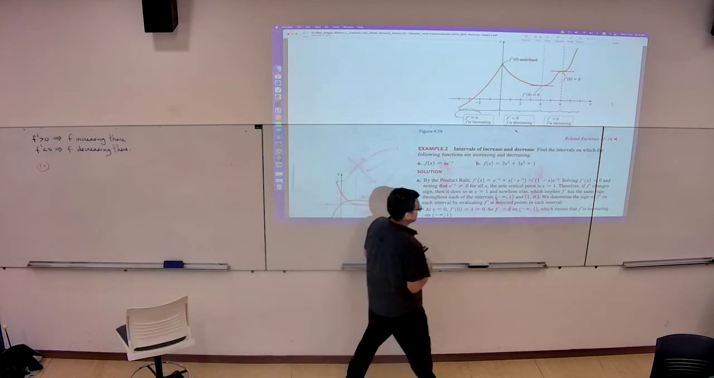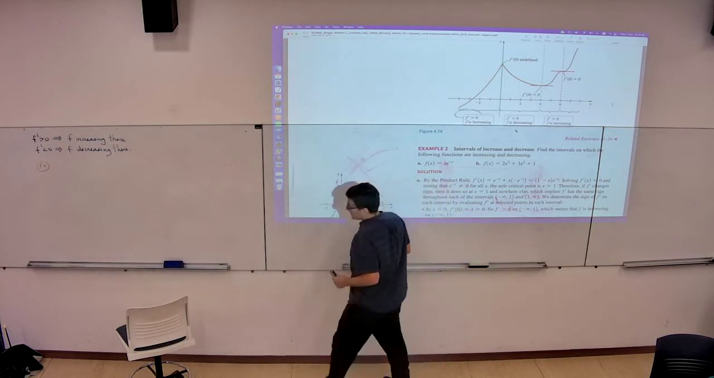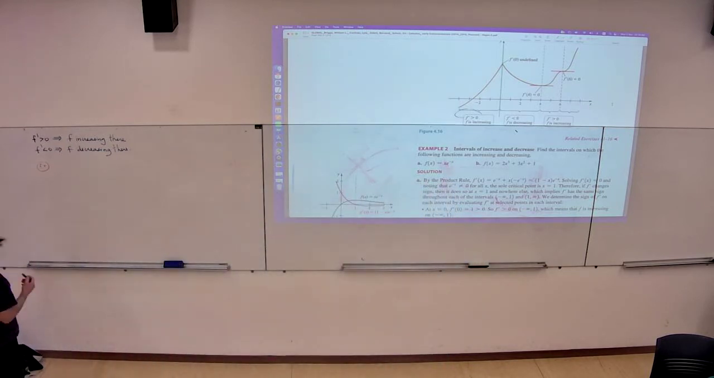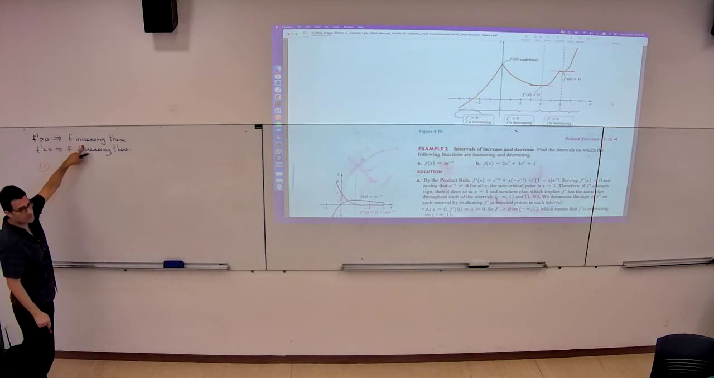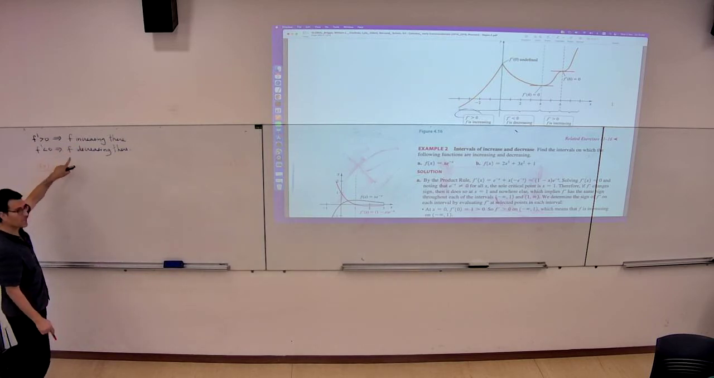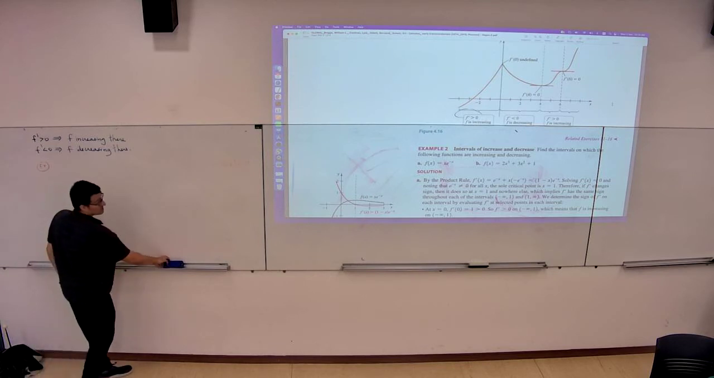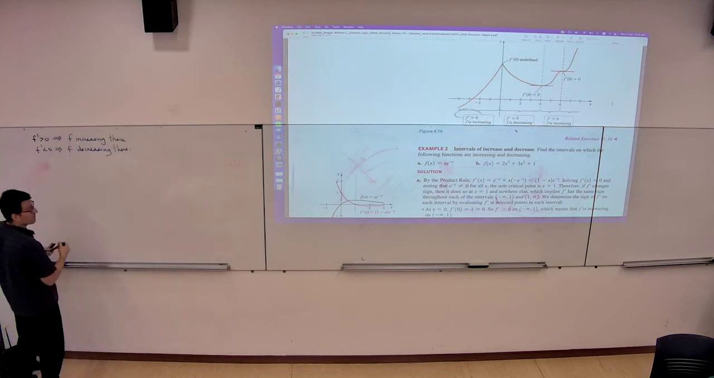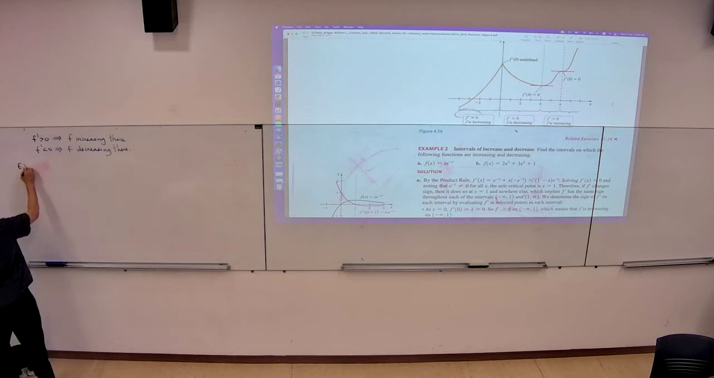I'm going to do it on this side. So we know that f prime positive implies that the function is increasing, f prime negative implies that the function is decreasing. So let's grab the first function down there. Let's study the first function. So this is example number 2.